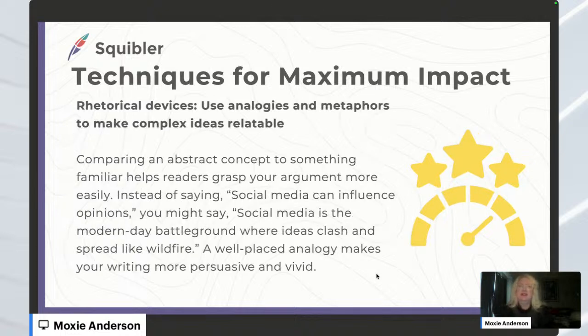Another rhetorical advice is using analogies and metaphors to make complex ideas relatable. So you can take an abstract idea and compare it to something familiar to help your readers get the argument more easily. So instead of saying social media can influence opinions, you might say social media is a modern-day battleground where ideas clash and spread like wildfire. A well-placed analogy makes your writing more persuasive and vivid as well.